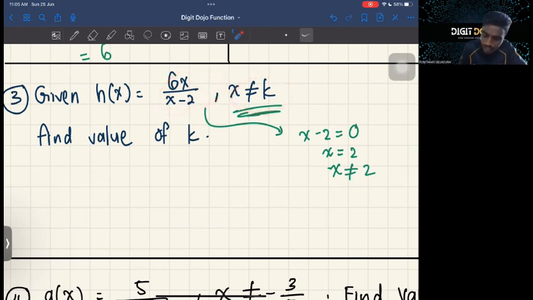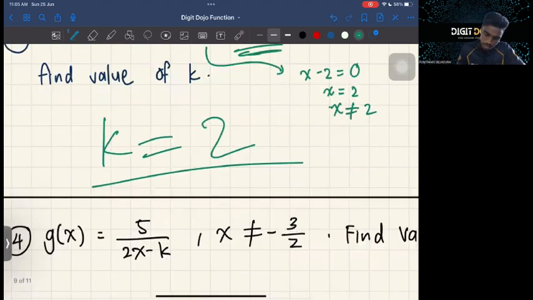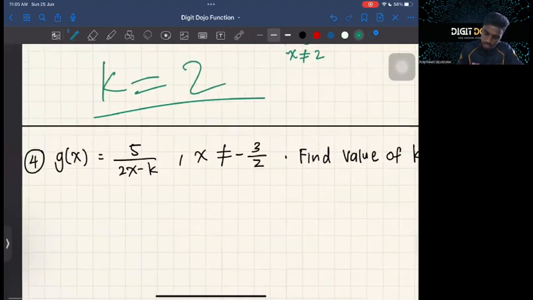Based on what they give, x can never be k. Based on what we found, x can never be 2. Meaning to say that your k is going to be 2. Understand? The value of k is 2. X can never be k, x can never be 2, so k is 2. Because if it's 2, the denominator is going to be 0, which gives you no value, math error. Okay. All right, next question.